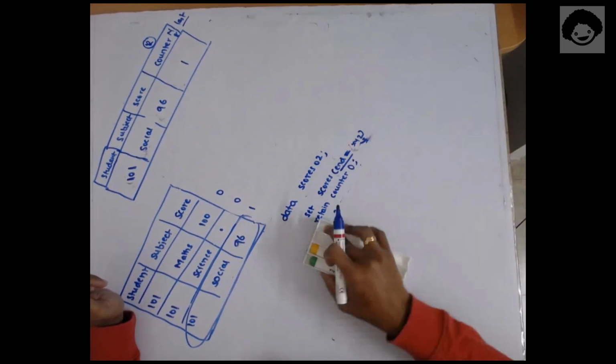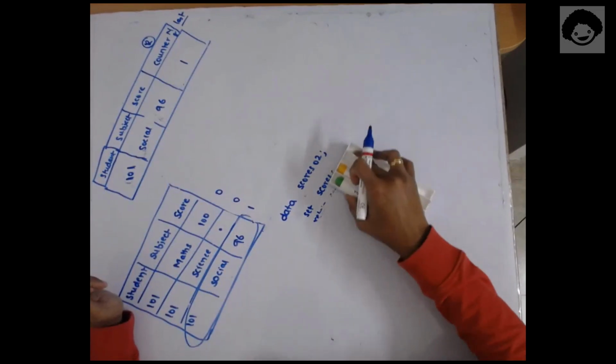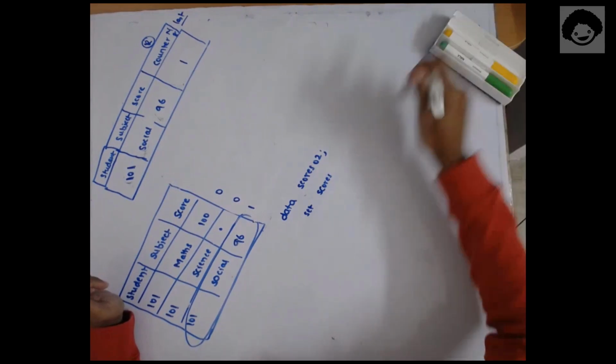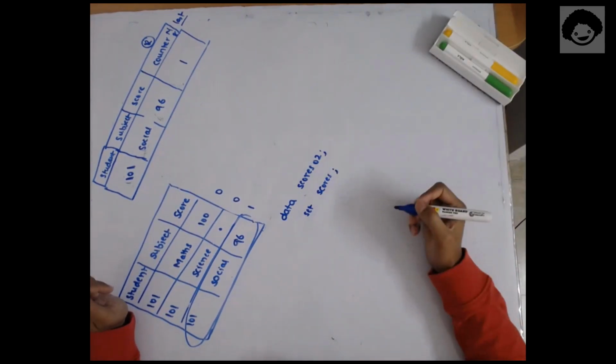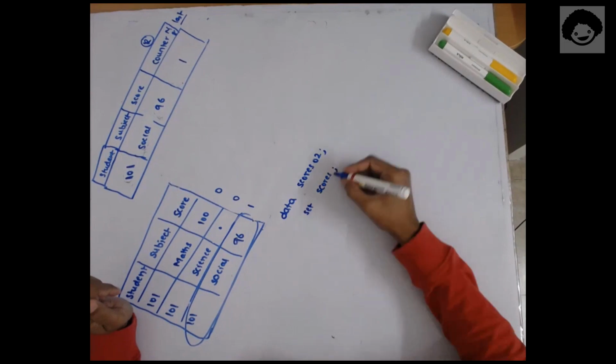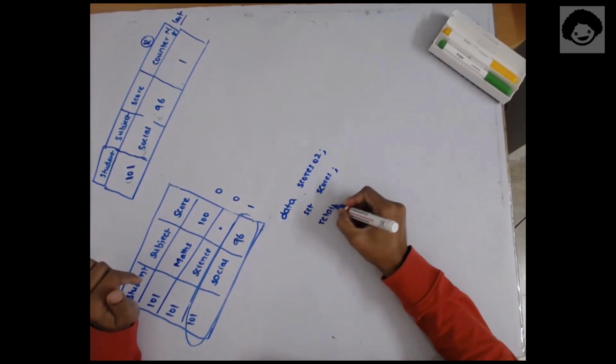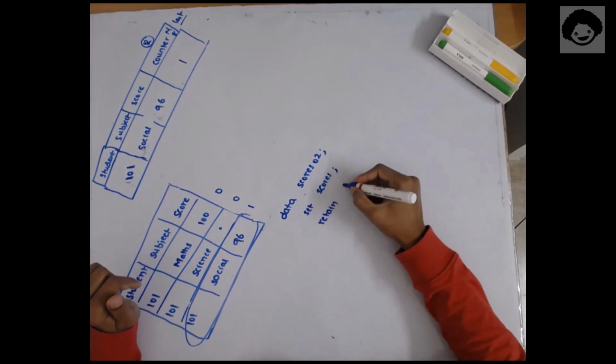Okay, number of subjects with non-missing scores as denominator. Okay, and the total score. So to get the average, what do we need to do to calculate the total score? We have to retain a variable. So let's say it is total.